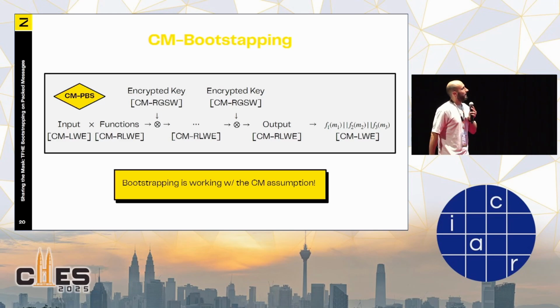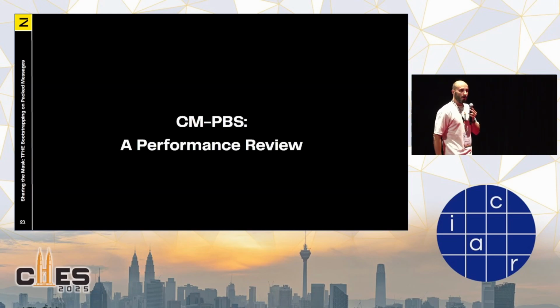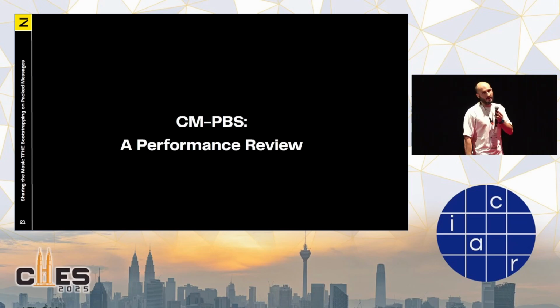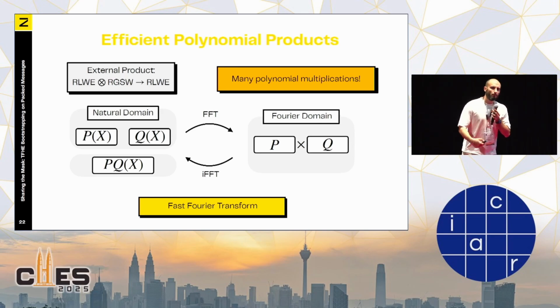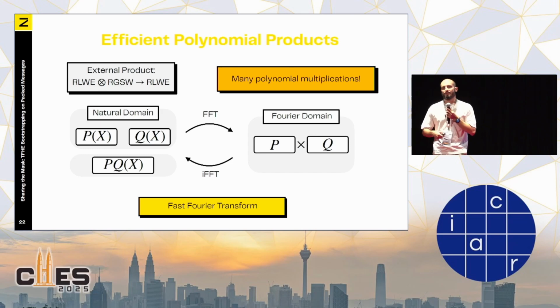The thing is, now the question is about the performance, because we are doing all of this, but in the end, if the performance is really bad, then nobody's going to use it, right? And so why is this efficient? Why are we talking about the external product and going through the polynomials and all this kind of thing?